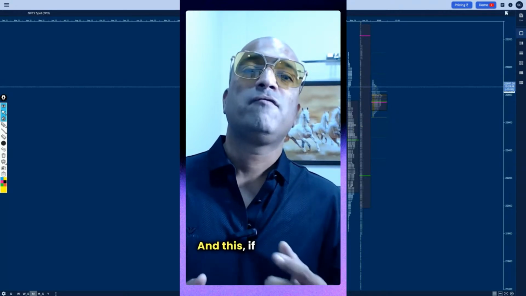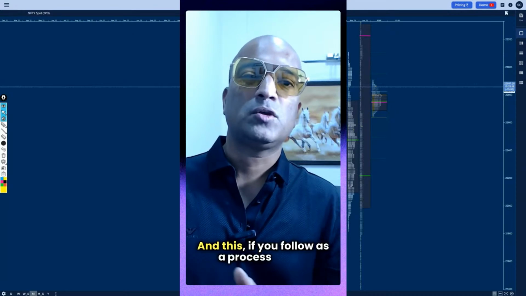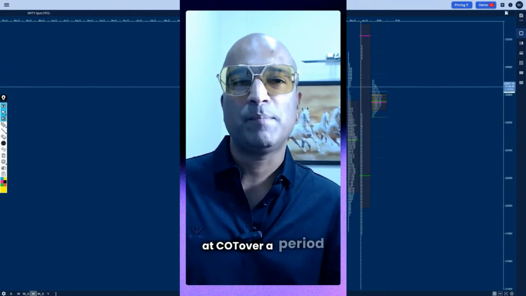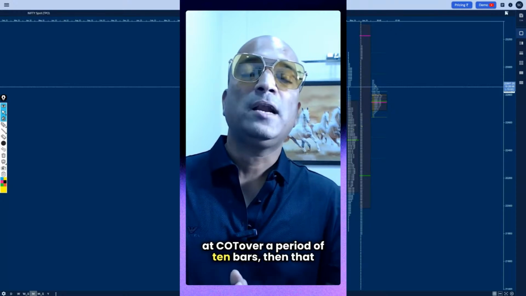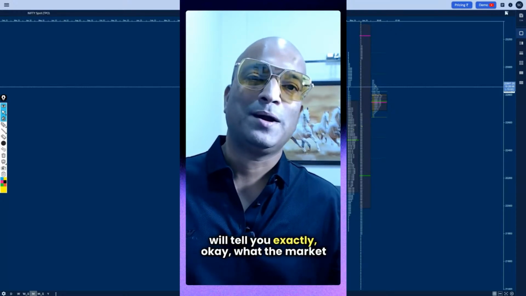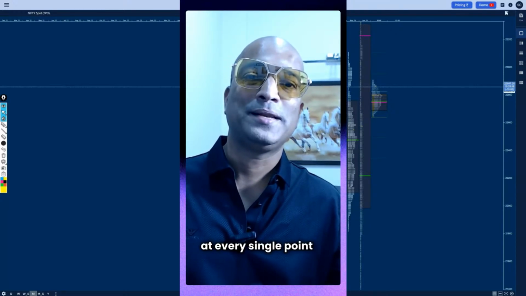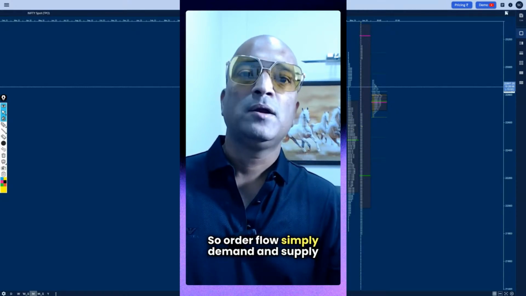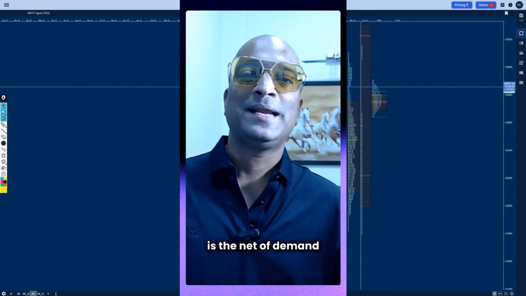And this, if you follow as a process over a period of time, and we insist you look at COT over a period of 10 bars, then that will tell you exactly what the market is doing at every single point in time. So order flow is simply demand and supply. COT is the net of demand and supply.